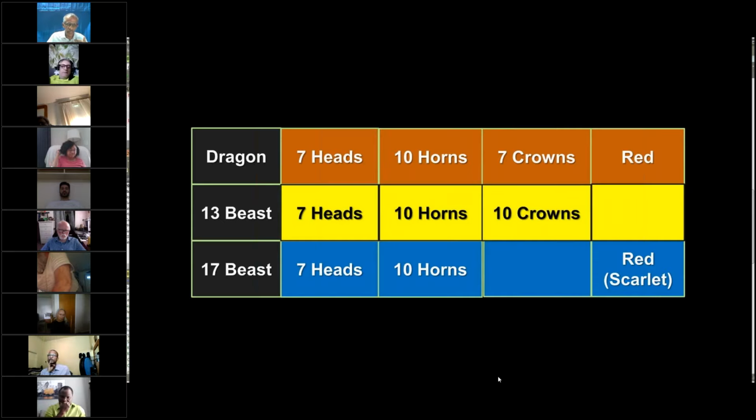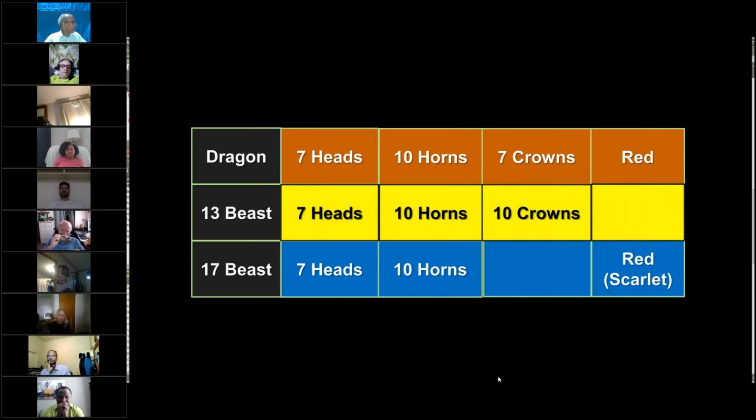But when you come to the beast, it has seven heads and 10 horns, but the beast's reign is not focused on the heads. When we're looking at the beast, we are looking at the beast at a certain point in time. And at the point in time we're looking at the beast, he does not have seven heads. He only has, as we have seen, one head.